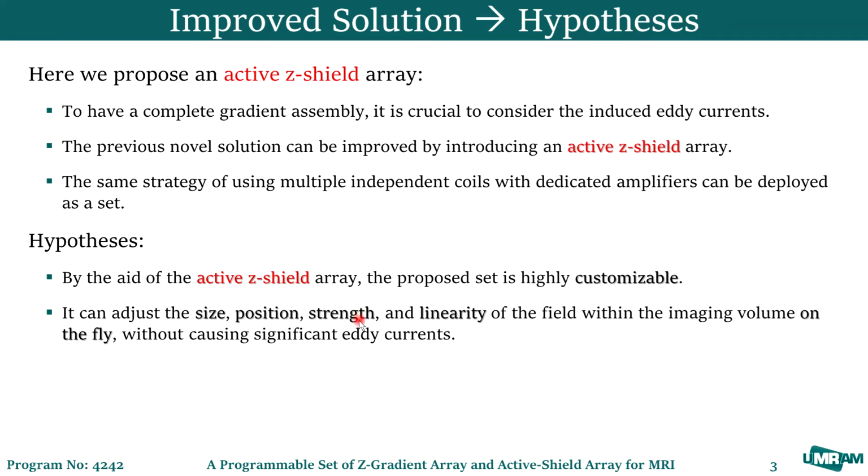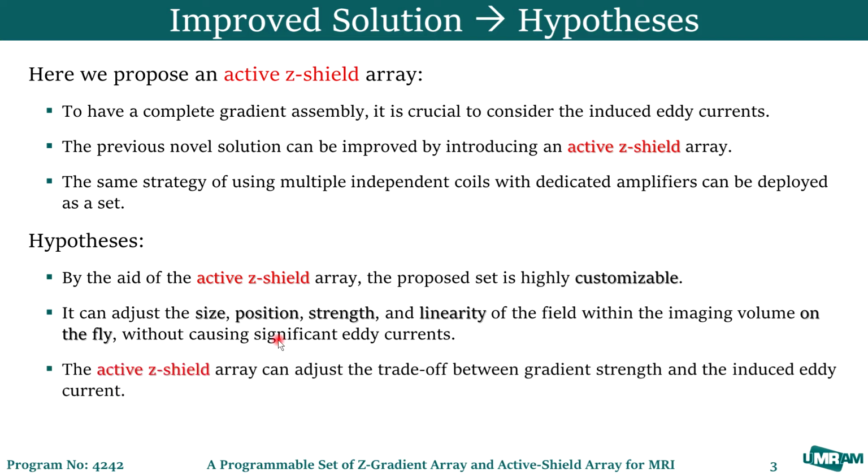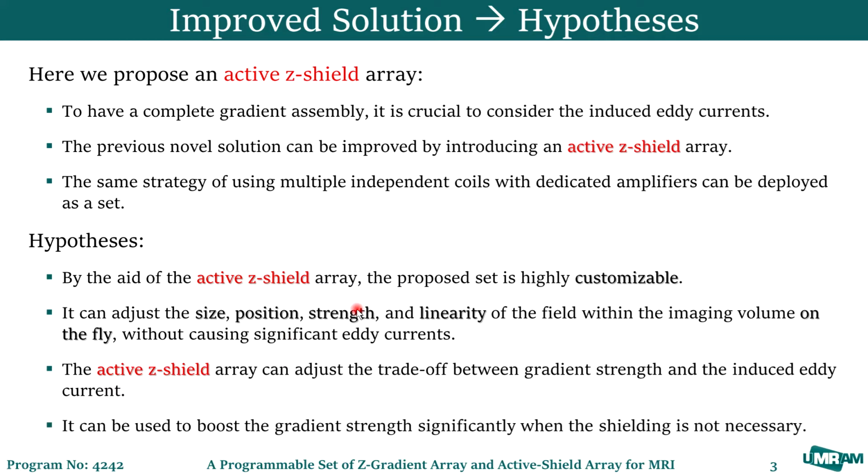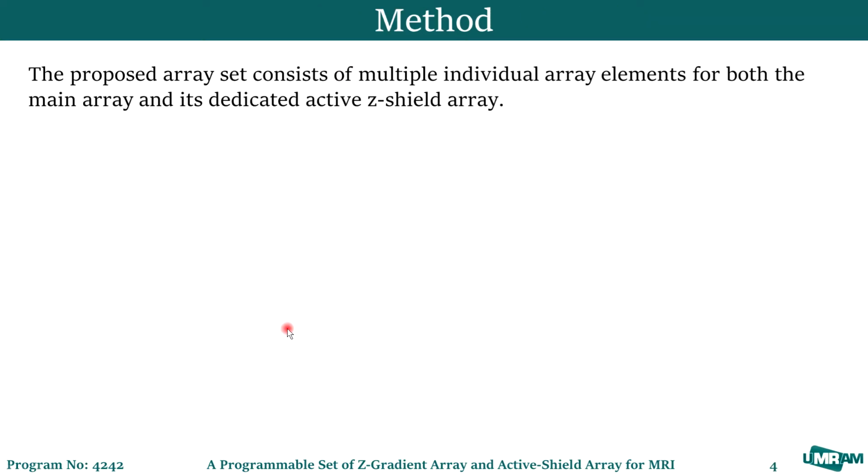It can adjust size, position, strength, and linearity of the field within the imaging volume on the fly without causing significant eddy currents. The active Z-shield array can adjust the trade-off between the gradient strength and induced eddy current, and it can be used to boost the gradient strength significantly when the shielding is not necessary.